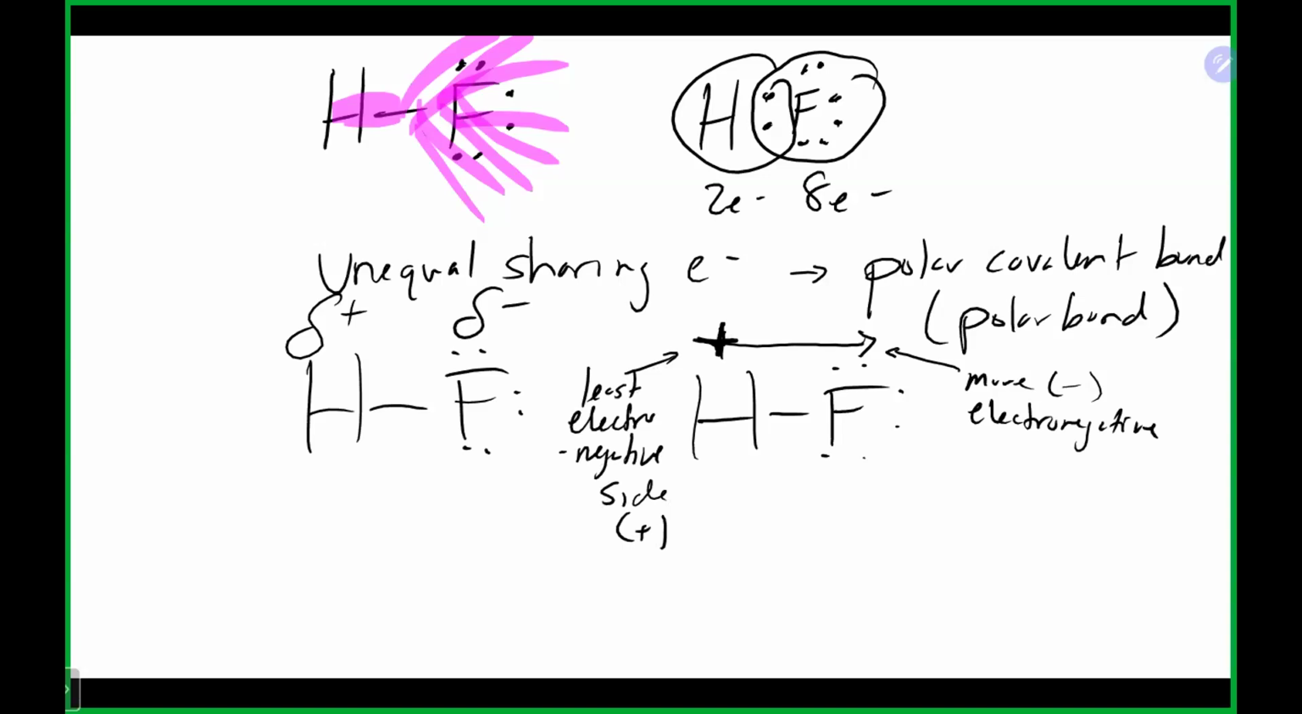Why are these partially positive charges and partially negative charges, and why are they not full positive charges and full negative charges?